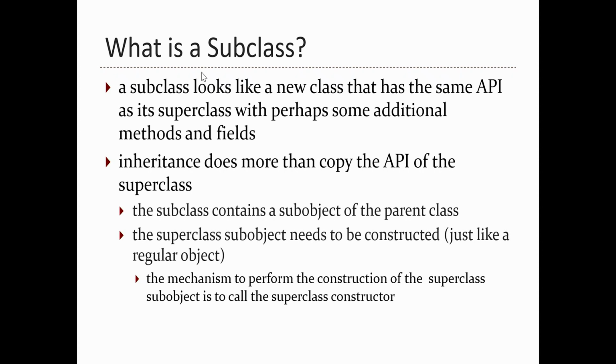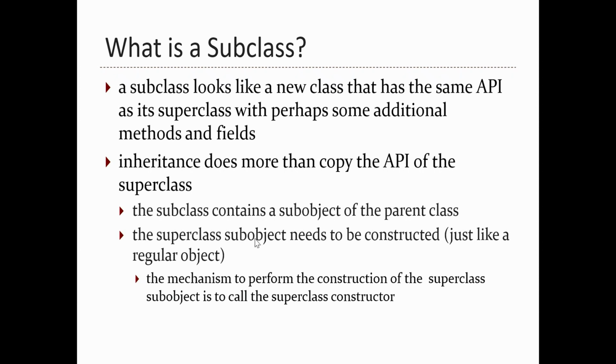So why are all these seemingly complicated and convoluted rules needed? The answer is you have to know what a subclass actually is. A subclass looks like a new class. It has the same contracts as its superclass, and it might have some additional methods and fields. But inheritance does more than just copy the contracts of the superclass and copy over all of the public and protected stuff.